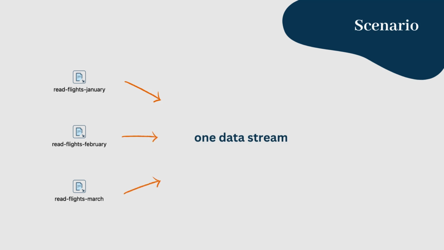Imagine this situation. You're working on a data pipeline in Apache Hop, and you've got 3 different data sources feeding into it. The data streams from these sources are identical. Same columns, same data types, everything matches perfectly. Now the question is, how do you efficiently combine these streams into a single process?